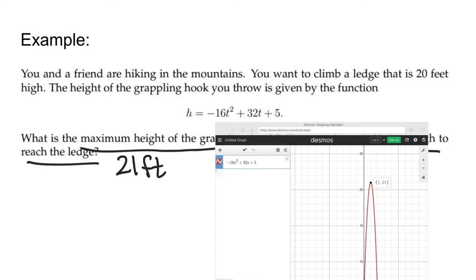The question is, could we throw it high enough to reach the ledge? It tells me right here that the ledge is 20 feet high. If our maximum height is 21, then apparently we can, because we threw it 21 feet here. So, to answer the question of can we? Yes, we can.